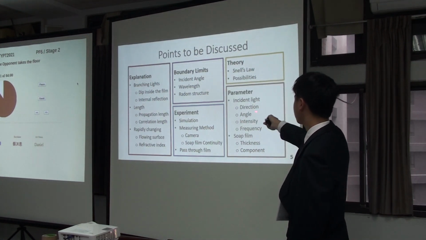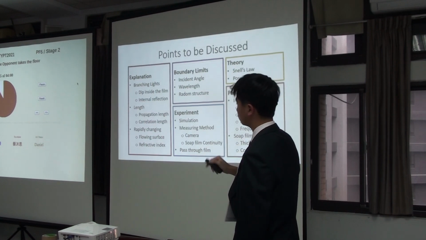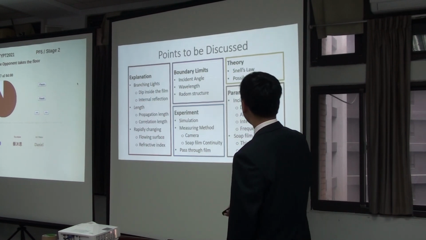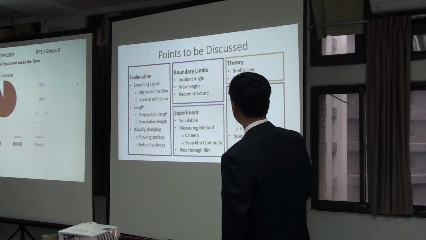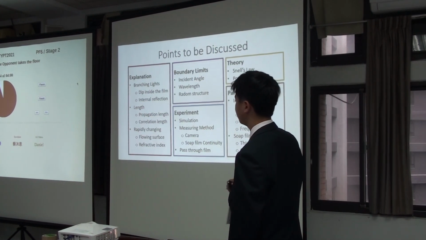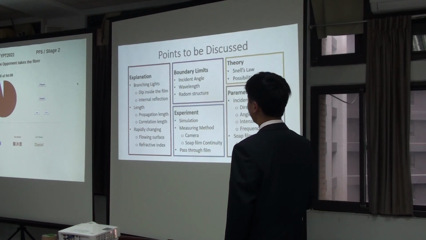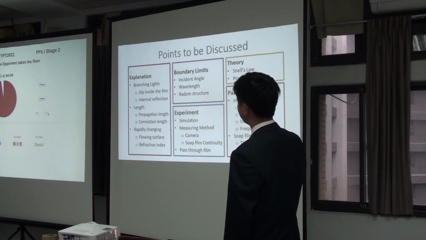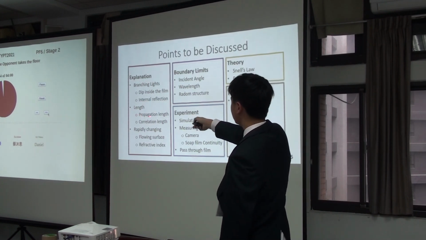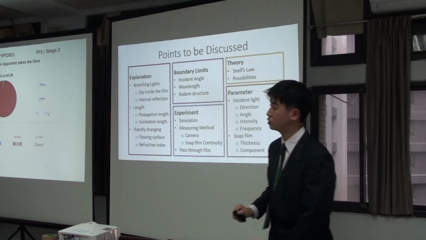Finally, the relevant parameters include the incident light, which will affect the boundary limits for the phenomenon to happen, and the direction of the light angle, intensity of the light track, and also the frequency will all affect the experimental result. Finally, for the parameters which are the characteristics of the soap film, the opponent believes that the thickness and the component that the reporter has mentioned in his report will affect the whole phenomenon. And to re-emphasize the explanation part, the opponent believes that the definition of the lens should also be considered in the report. And this is the end of my presentation.